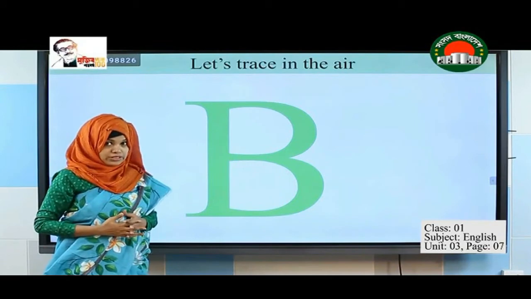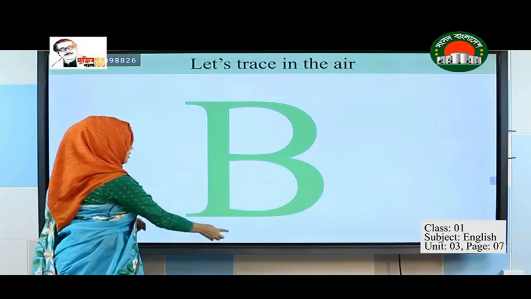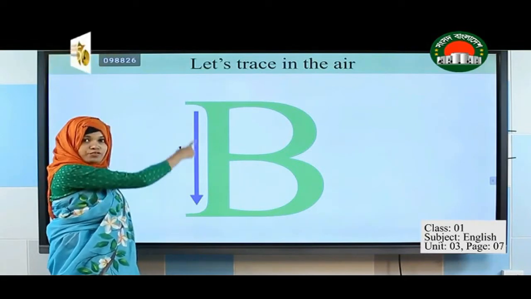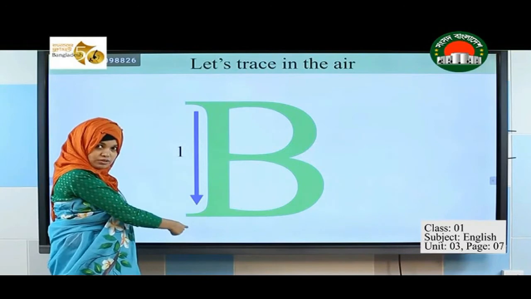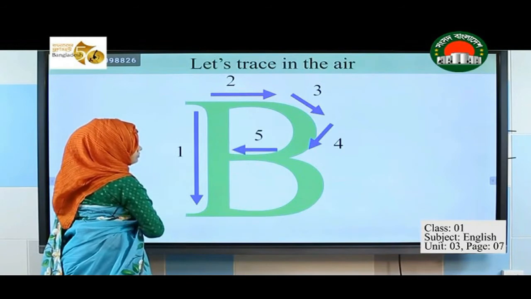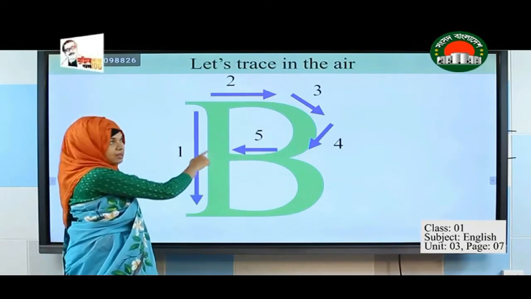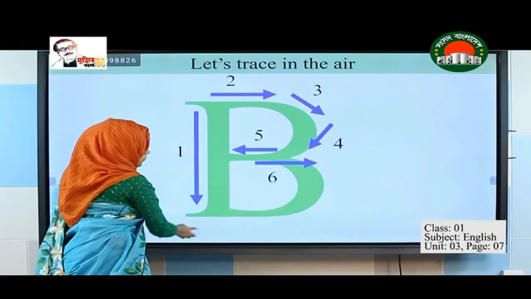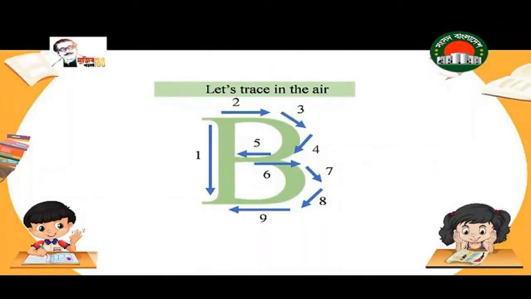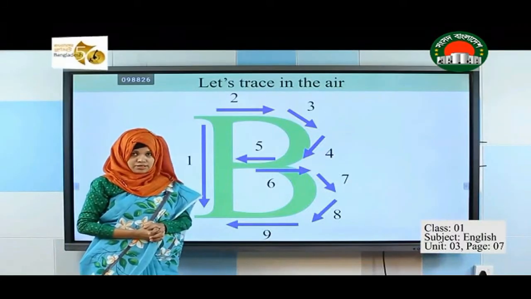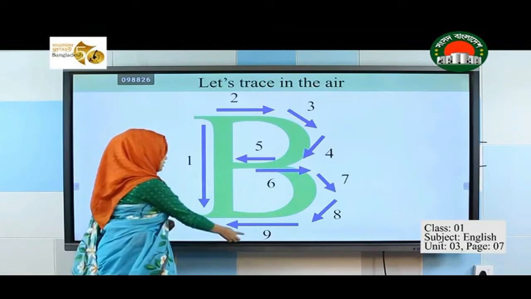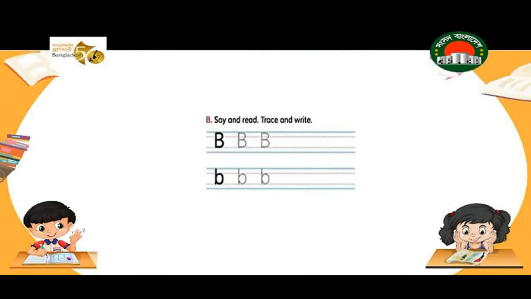Okay, I'm going to show you it in lines. Down. There is a line from up to down. Half circle. Half circle. Okay, dear students? I think you can do it easily. Let's do it in our next activity.